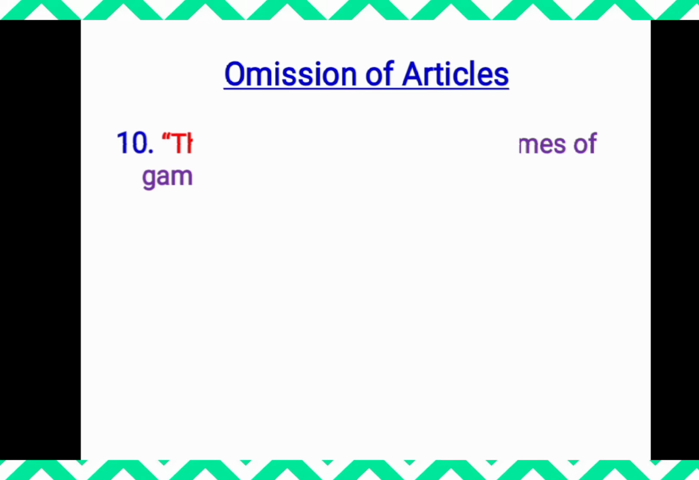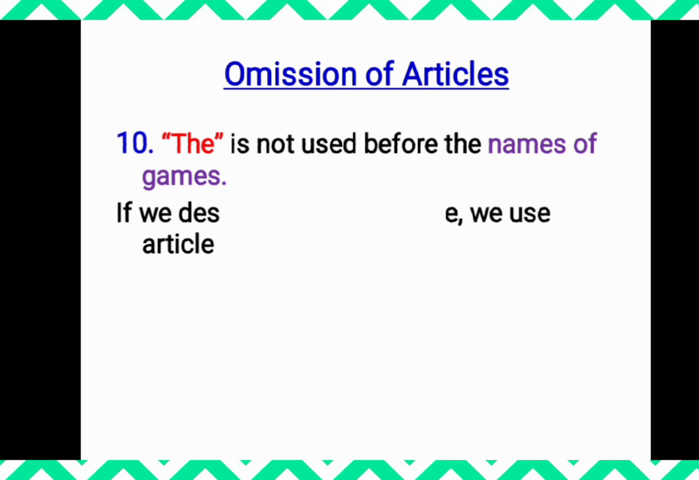Omission of articles. Use and rule number 10. The is not used before the names of games. Like if we describe a specific and special game, we use the article the, and I have already discussed this in my previous slide. When we talk about the specification, then we use the definite article the.